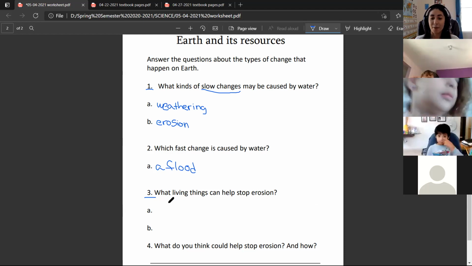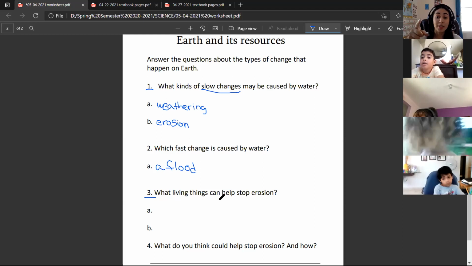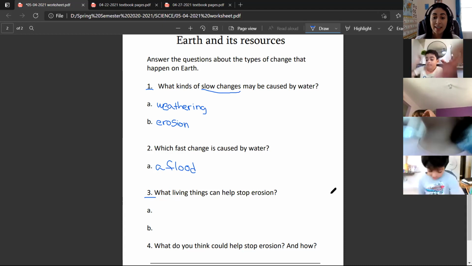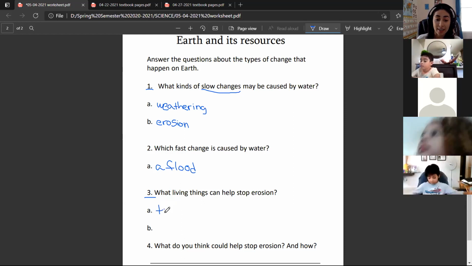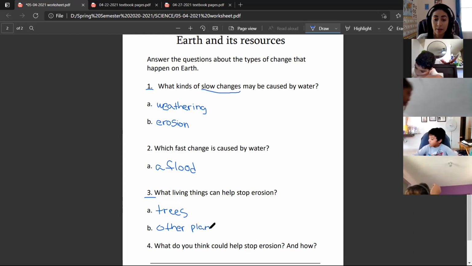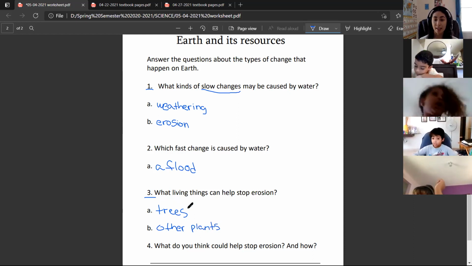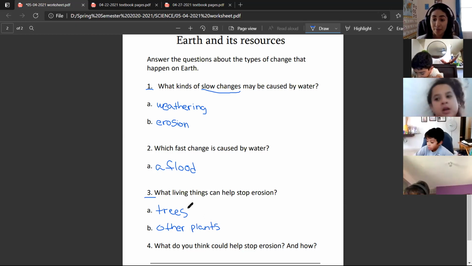Nice. The answer is trees. Let's see. Number 3. What living things can help stop erosion? Trees. Yeah. Plants. Exactly. Trees and other plants. There you go. Trees and other plants. Those are the living things that can stop erosion.